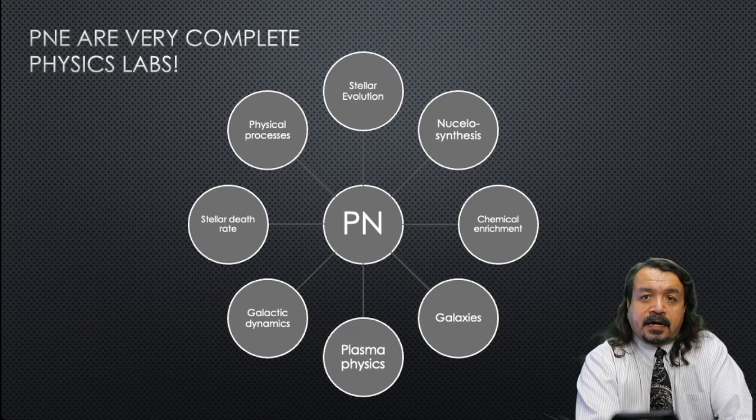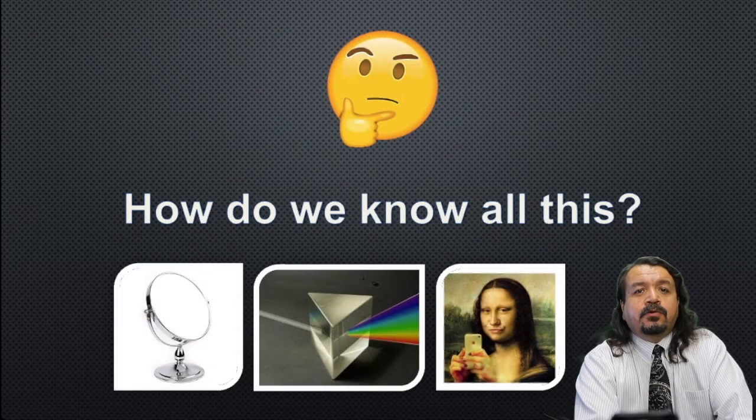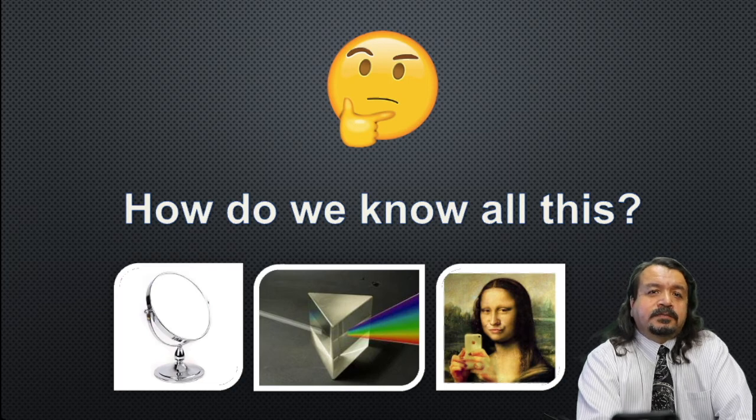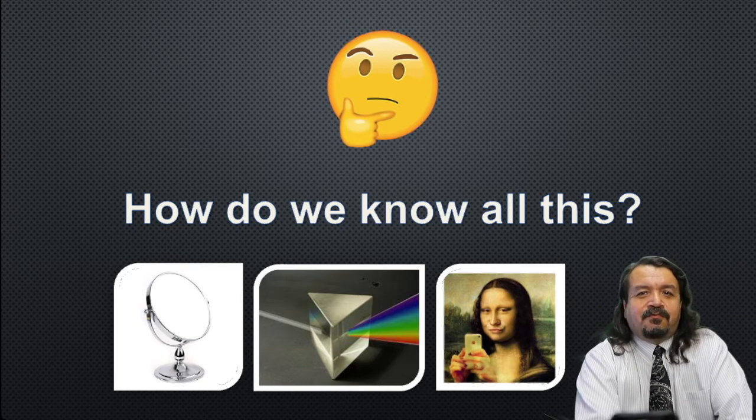Planetary nebulae are excellent laboratories for many astrophysical processes, which has led astronomers to study them for different purposes. In our case, we will study their morphology and kinematics. But how do we know all this? Well, I think that using mirrors, prints, and selfies, or better, photos.